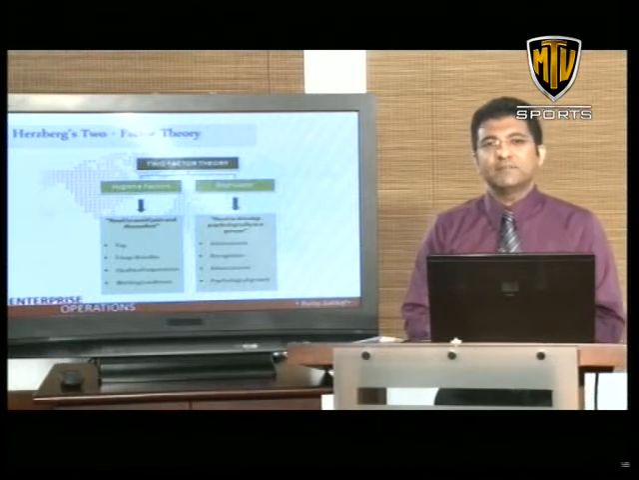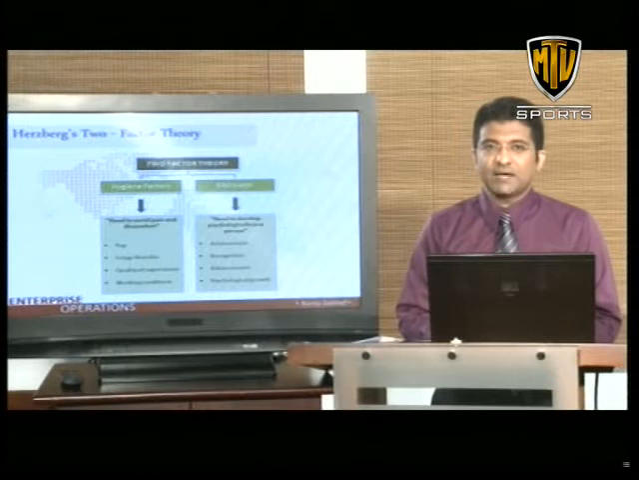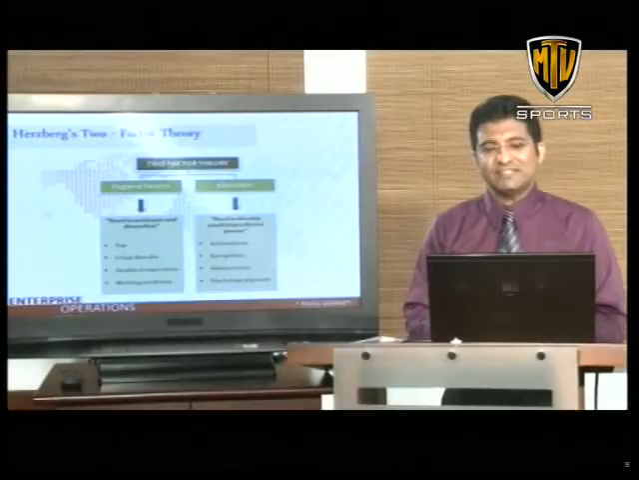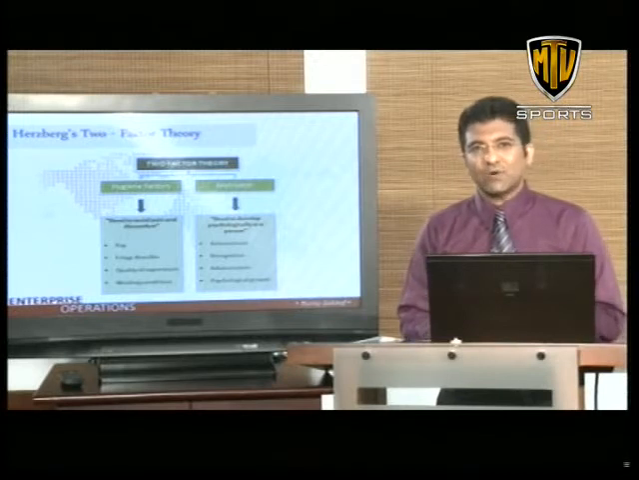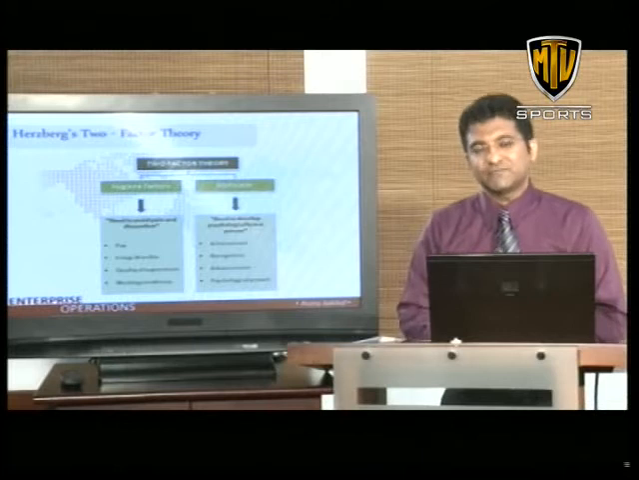Herzberg, a management expert, divided his theory into two main factors. Number one is known as the hygiene factors. Number two is known as the motivators. Hygiene factors are also known as dissatisfiers. Why do we call them dissatisfiers? It's because hygiene factors mainly concentrate on the need to avoid pain and discomfort.